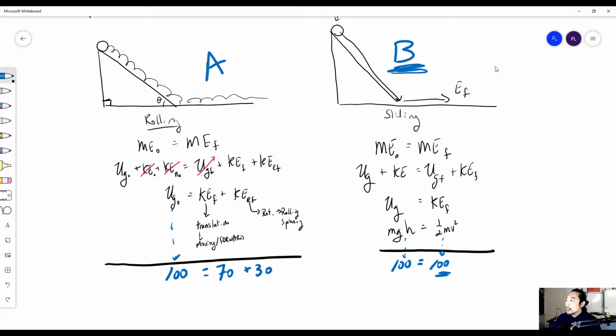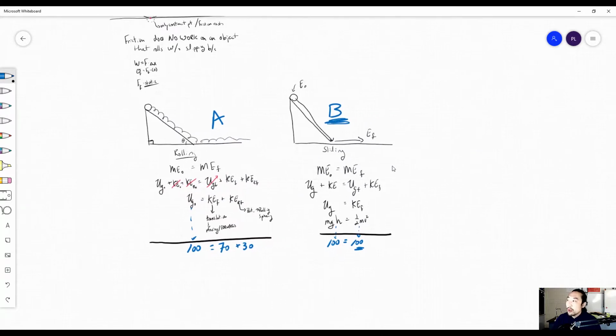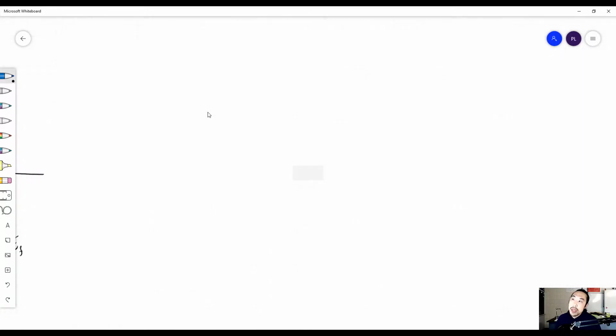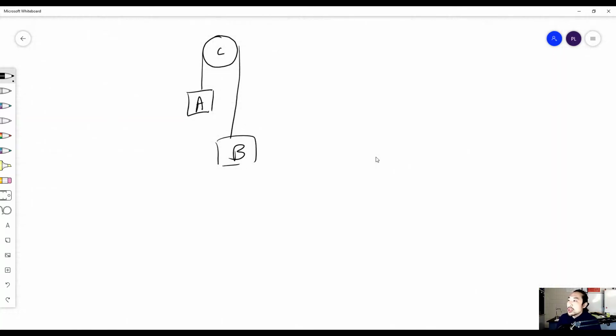All right. Now, another scenario that you will observe is an Atwood machine problem or a pulley system. So let's do a quick little sketch of that. Now, in the previous example, we only had one object, but in this one, we're going to have multiple objects. Okay, so let's do object B, object A, and the pulley itself will be object C.